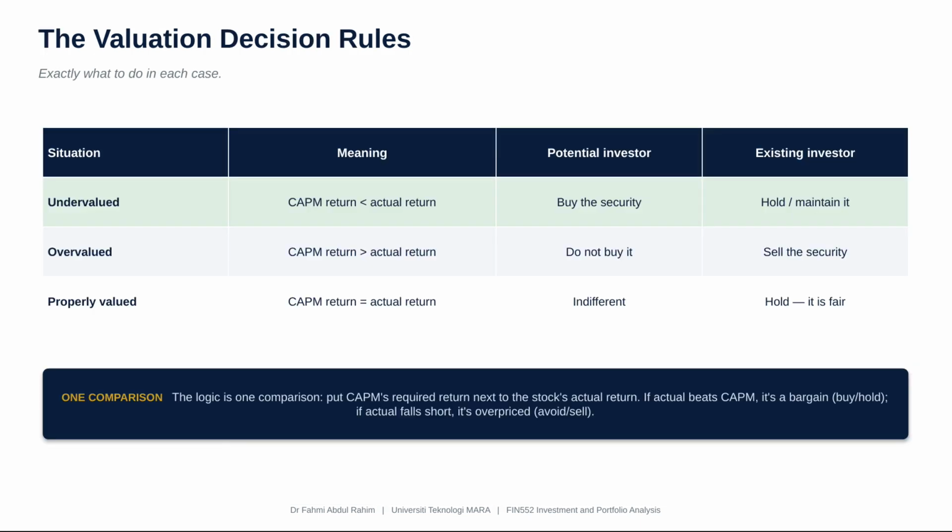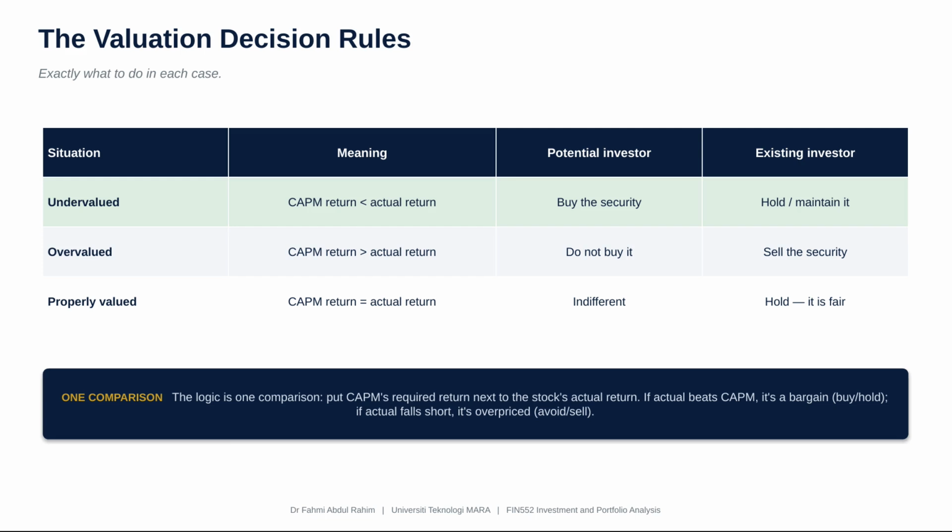Let us turn the buy and sell idea into a precise decision table you can apply mechanically in an exam. Everything hinges on one comparison, the CAPM required return versus the stock's actual return. Read the three rows. First row, undervalued. This is when the CAPM required return is less than the actual return, meaning the stock pays more than it should for its risk. For a potential investor who does not yet own it, the action is buy the security.